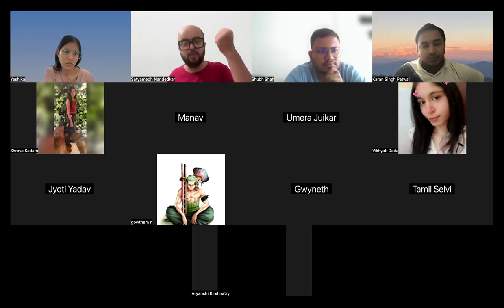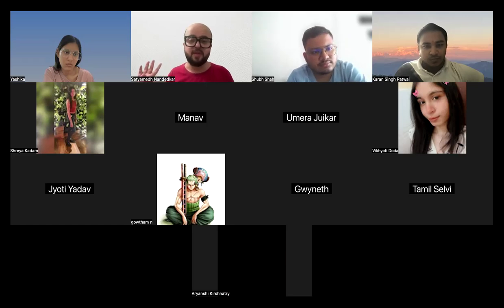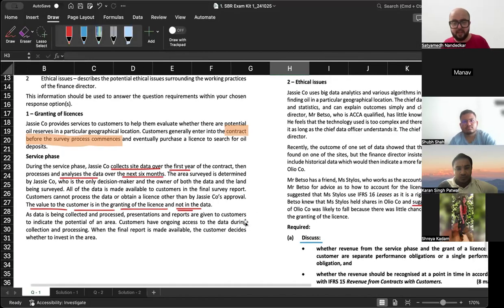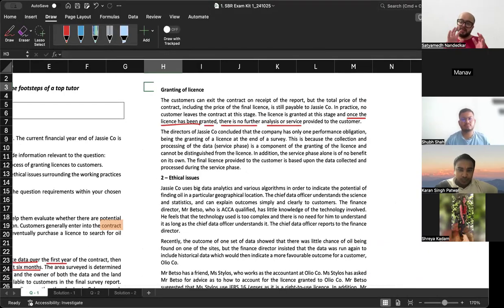So a customer has to take both from the Jassie company. Just buying the data is not doing you any favors, which is why the two activities are heavily interconnected with each other. And the moment two activities are interconnected and completely dependent on each other, you cannot classify them as separate performance obligations. These will be a single performance obligation, and that is because of the interdependence of the data collection, processing and analysis phase with the granting of the license phase.